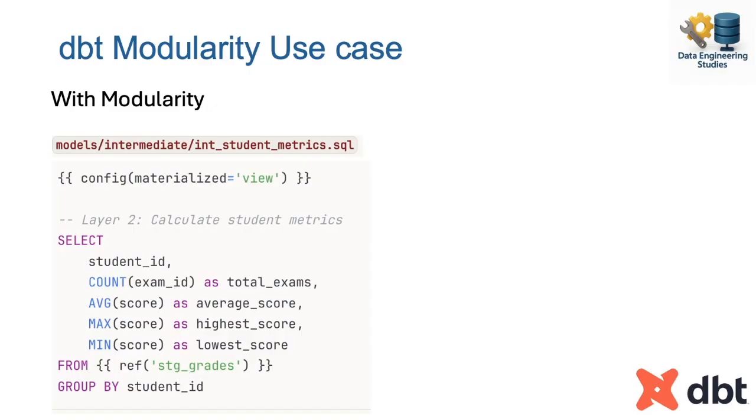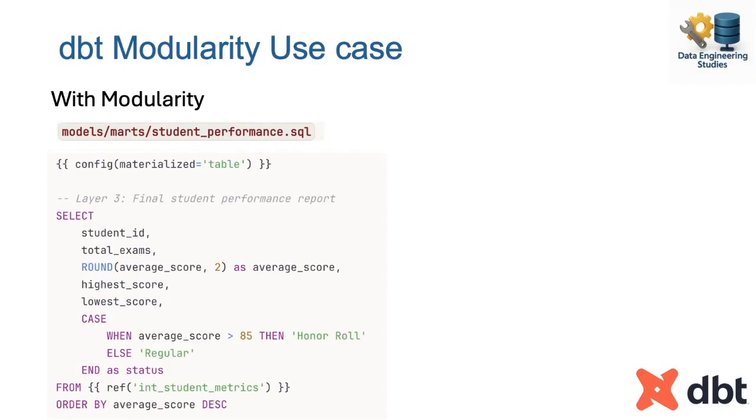And finally, we have layer 3, our Mart layer called student performance. This is the business facing table materialized for reporting. It references our intermediate metrics model and adds the business logic. We have a case statement to determine the honor roll status based on an 85 points threshold. We are also rounding the average score and ordering by performance.